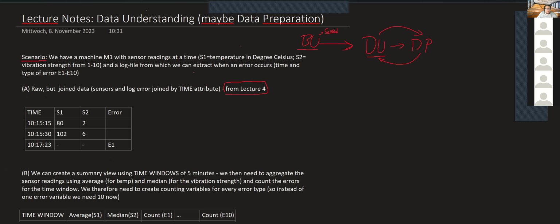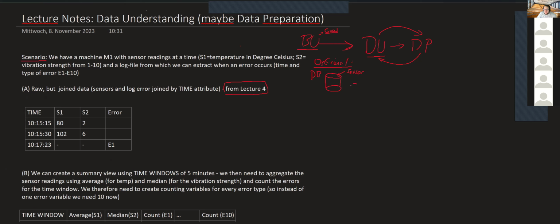And then we have a log file from which we can extract when an error occurs, the time and type of error. So from the beginning, we have two types of data. This is just the raw data situation, and this part is optional for you because it's a little bit of IT. The database structure here would be: we have the actual sensor data, which is structured. Obviously, it's just time and sensor, time and sensor.